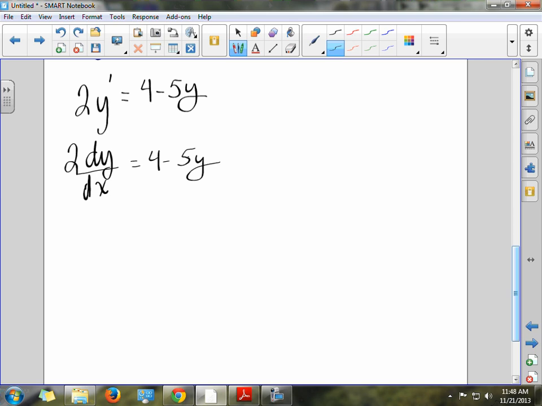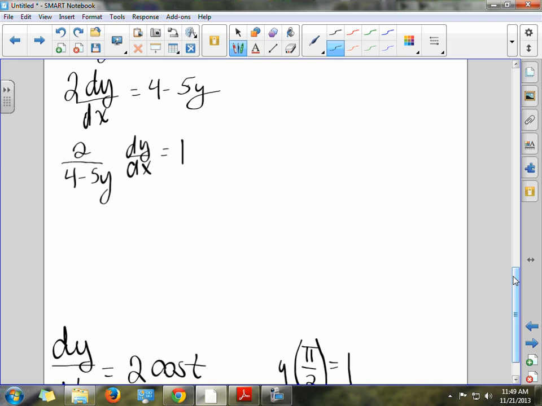Now, if I just add 5y to both sides, it's going to give me problems when I integrate, because I'm not going to have a dy to go with that 5y. The dy is only going to go with the 2 right here. So what I need is the dy and everything with a y in it to be multiplied together. So I'm going to have to divide both sides by 4 minus 5y. So I'm going to end up with 2 over 4 minus 5y dy dx is equal to 1. And now I want to multiply both sides by dx. So I end up with 2 all over 4 minus 5y dy is equal to dx. And now I have my dy and my dx separated, that's why we call it separation of variables.